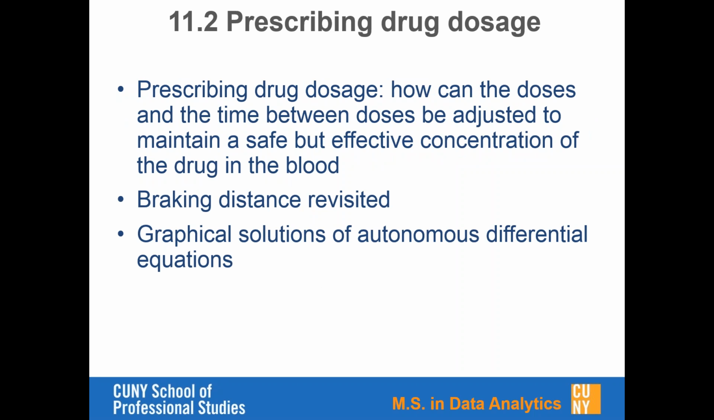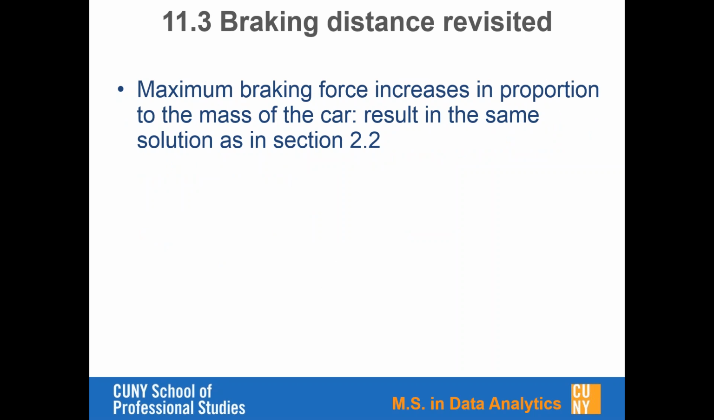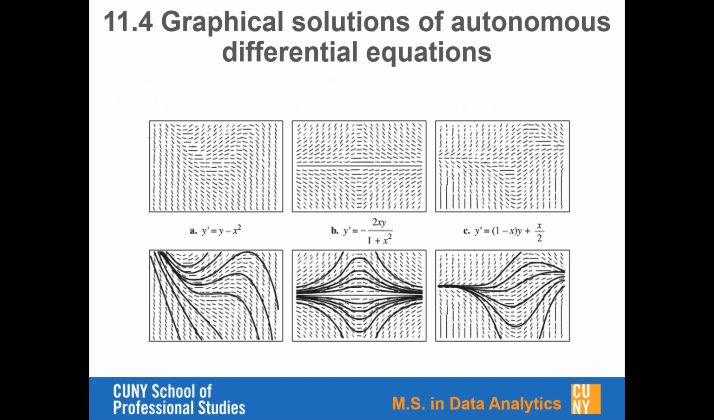Similarly, we have more examples in the textbook on drug dosage, on braking distance revisited, and graphical solutions for autonomous differential equations. The book specifically mentions that maximum braking force increases in proportion to the mass of the car, resulting in the same solution as in section 2.2, looking at the same sort of problem from a different perspective. And there are some other graphical methods to look at autonomous differential equations in the textbook.